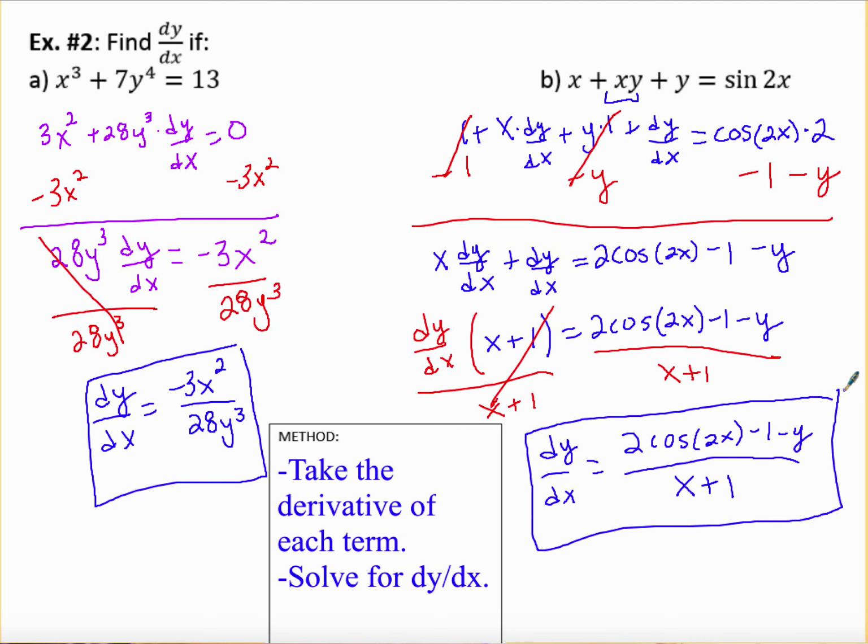Final answer. Well, that was a doozy. But hopefully you're seeing that all of our same rules still apply here for derivatives. Just if you take the derivative of a y, it's dy/dx, the chain rule.